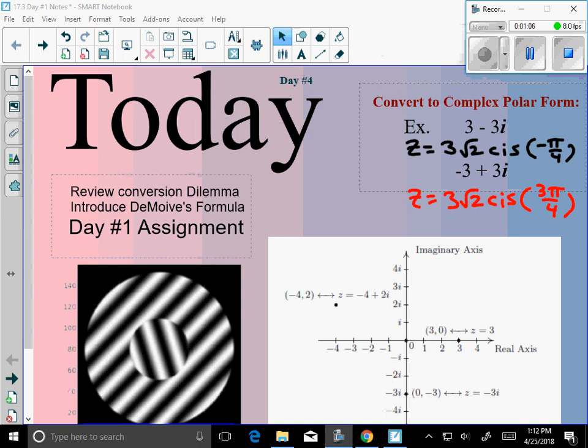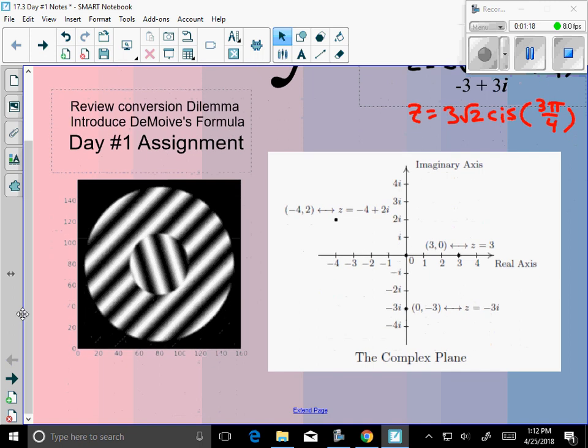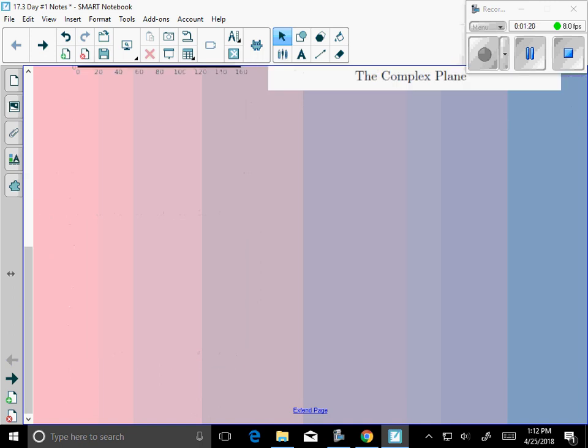I'm going to introduce you to our friend DeMoivre's. DeMoivre's formula. You ready? Okay, here is DeMoivre's theorem.